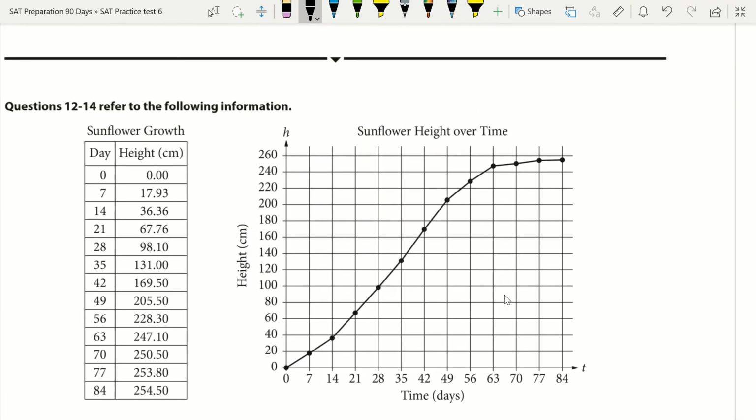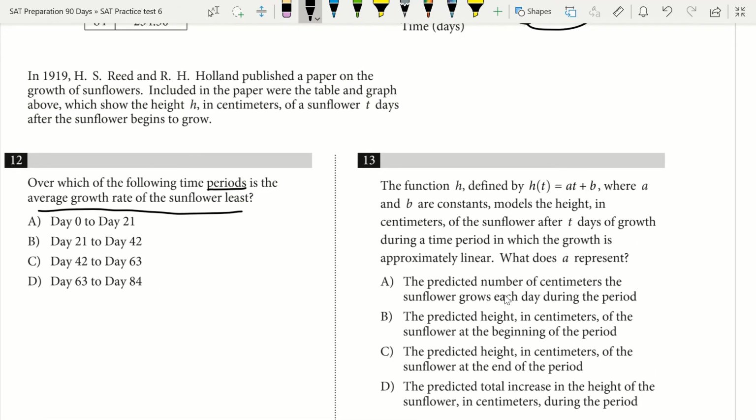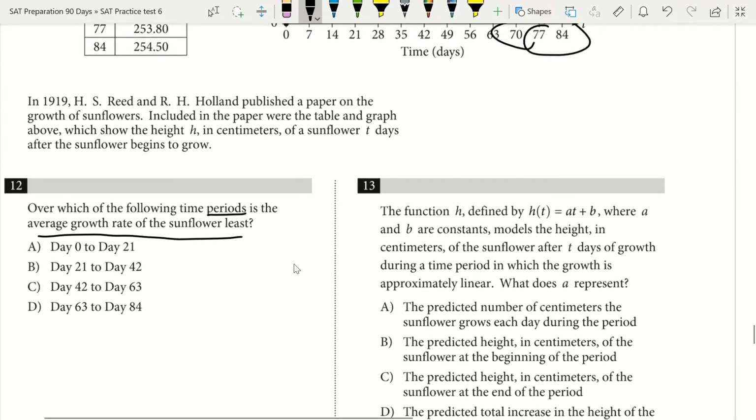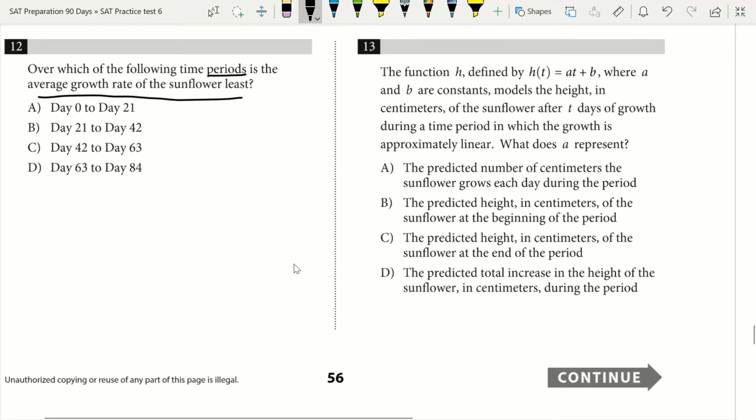My growth rate being the least is where my height changes the least over time. I see that that's going to be right around here. So I'm looking for an answer saying something with 77 to 84 or something with 70 to 77, right around there. Okay, of the periods that I have, the latest one is 63 to 84, and I see that that's going to be where my slope is the smallest. So that's going to be the correct answer there. So the answer for 12 is going to be D.